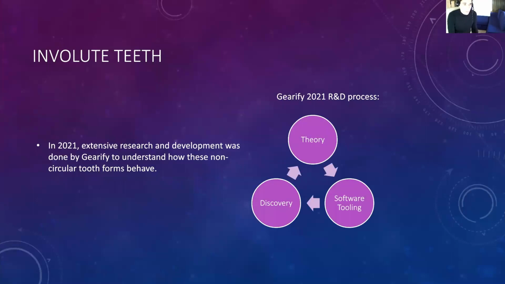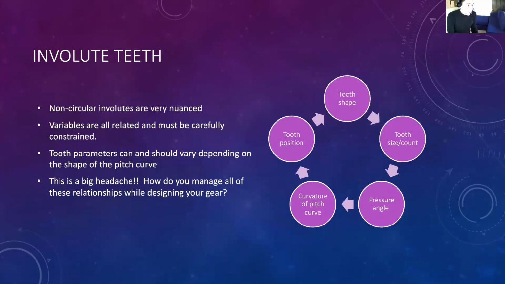So how did this unfold, and how did I learn about these? It was an iterative process of developing theory, which gave rise to software tooling, which led to more discoveries, which informed more theory. This is how the product matured. In doing so, I learned a lot about the interrelationships of the parameters of these non-circular involutes. They're very nuanced. The variables are very carefully related.